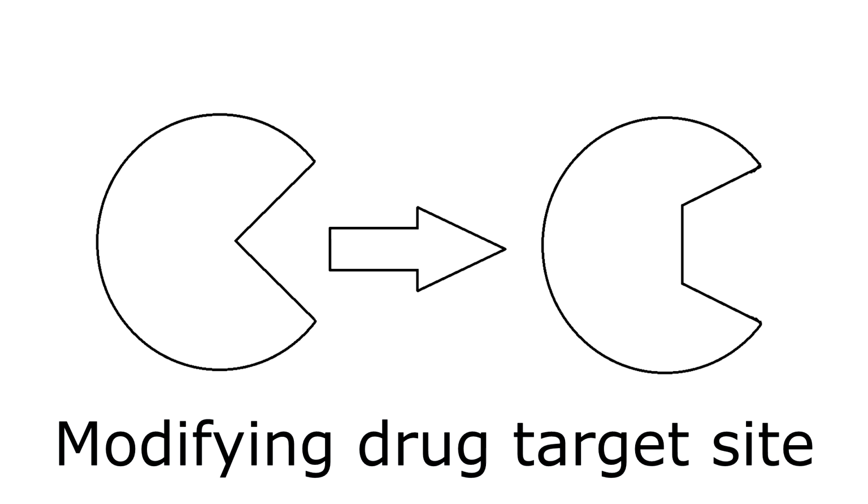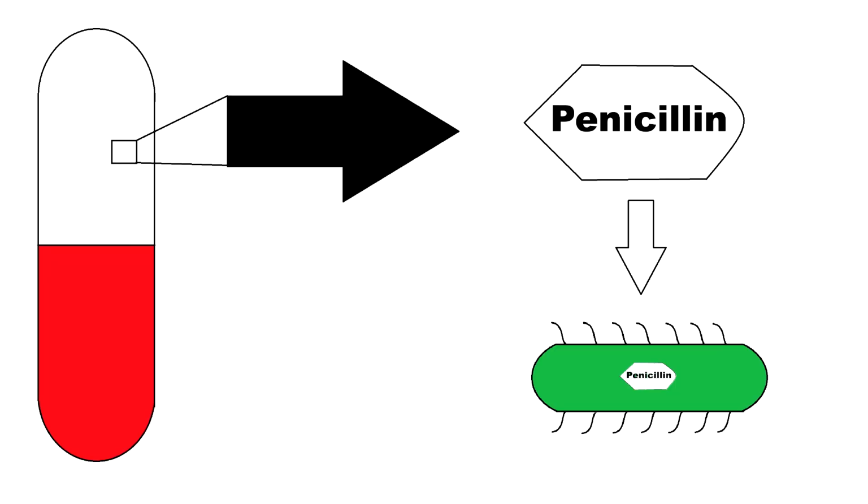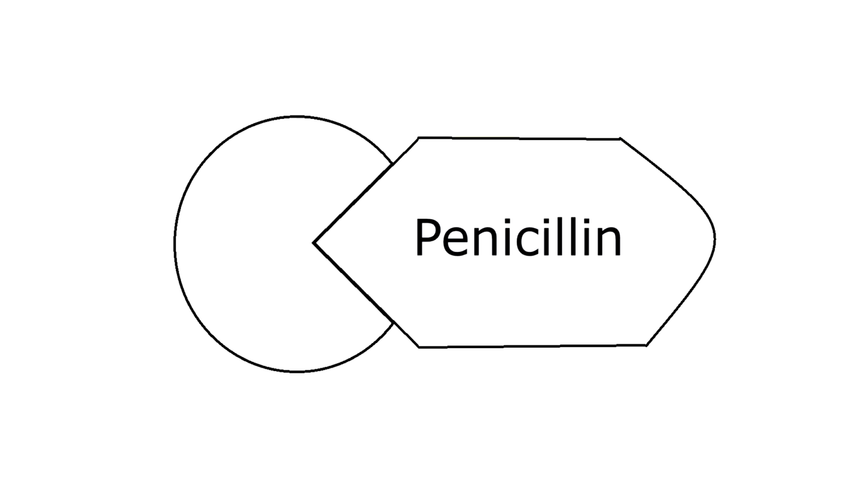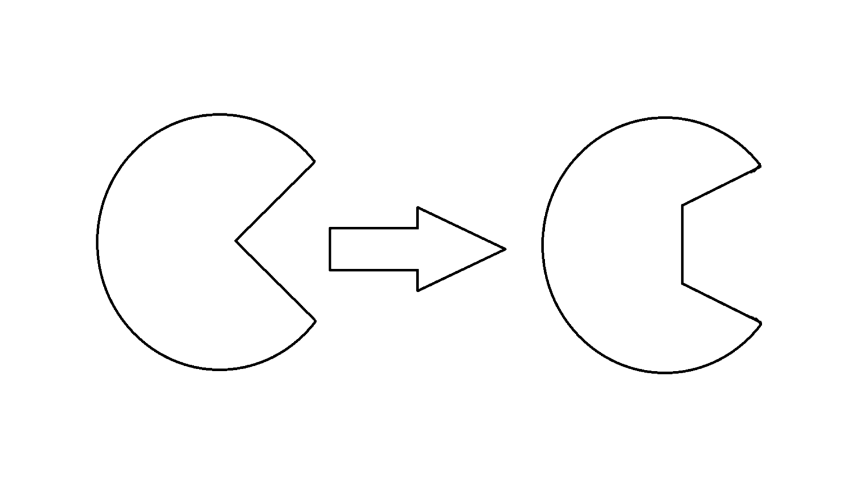Modifying drug target site. If an antibiotic gets inside of a bacteria, it needs to bind to something that will negatively affect it. There are many different targets, but they usually bind to something very specific. But if the target they are supposed to bind to changes, then they can no longer bind to it, and if the binding doesn't happen, the antibiotic won't have any function.